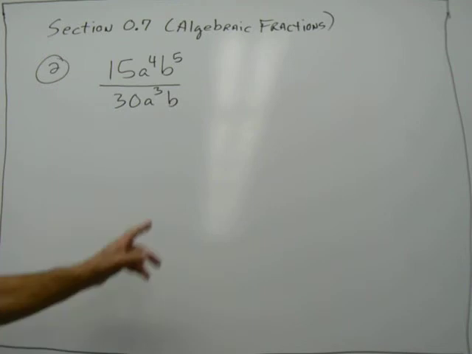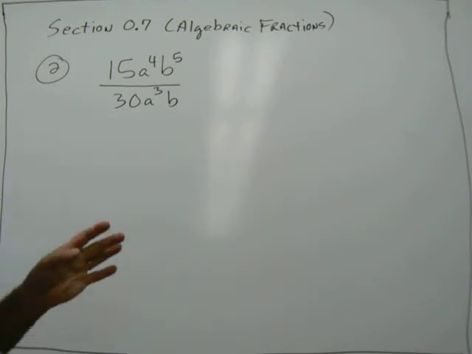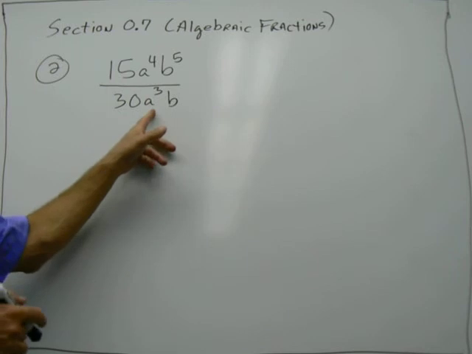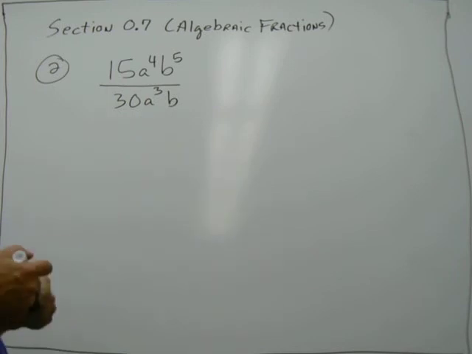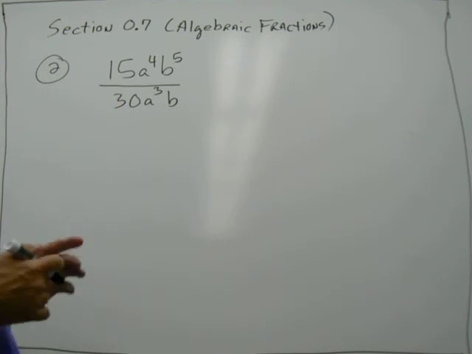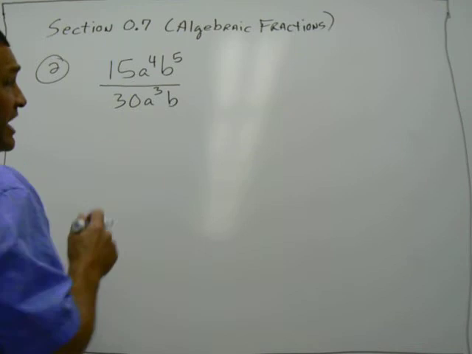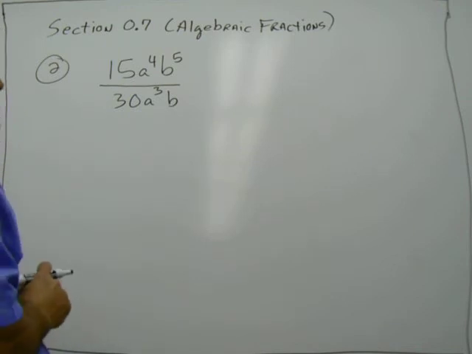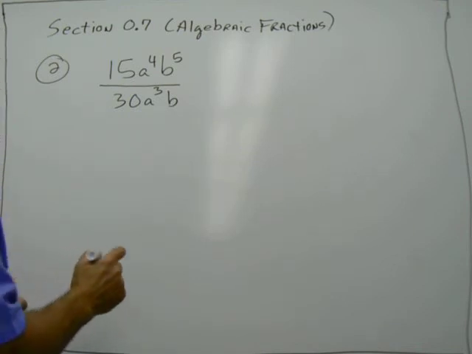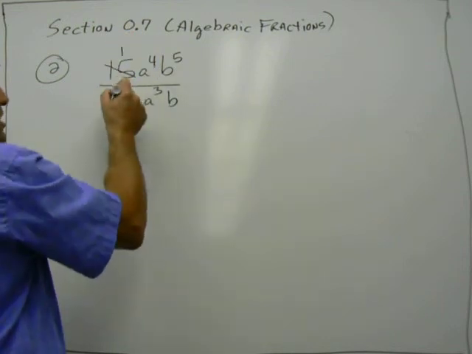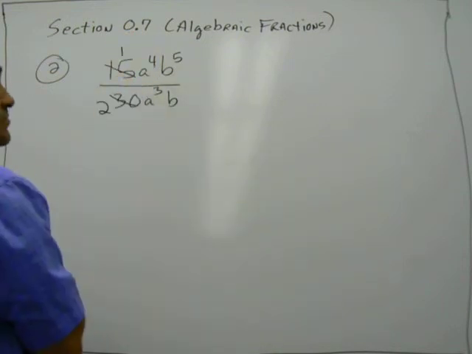And so we want to be able to take expressions like this. Number 2 is really just a review of what we've already done. And all you do to simplify an algebraic fraction like this is divide every factor in the numerator and denominator by common factors that you can. So, to simplify 15a to the 4th, b to the 5th, over 30a cubed b, you want to divide 15, we're going to 15 once and into 30 twice.